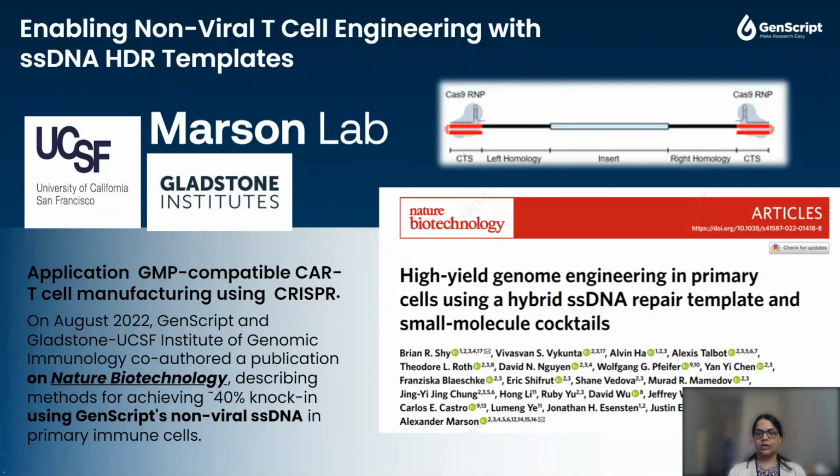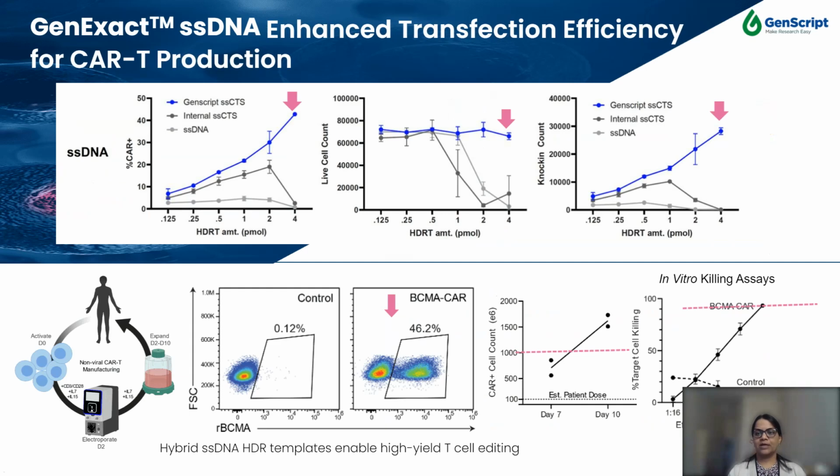So in this case study, Dr. Brian from UCSF developed the hybrid ssDNA with Cas9 target site as a novel payload for a non-viral method to genome editing. And subsequently, they developed a GMP compatible workflow using the fully non-viral method for improved knock-in efficiency. Some data of those experiments are shown here.